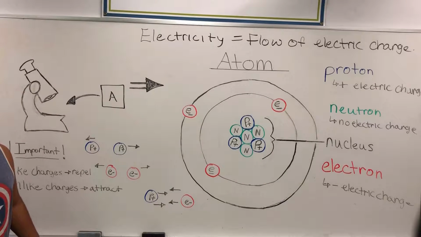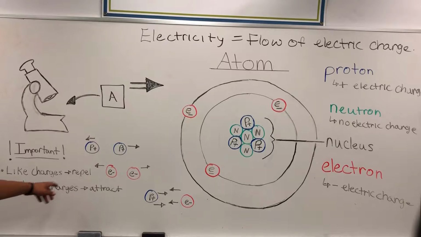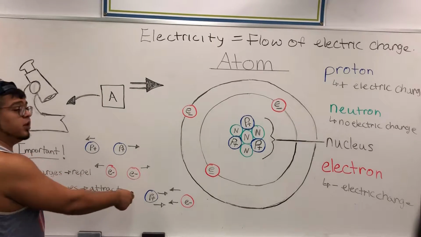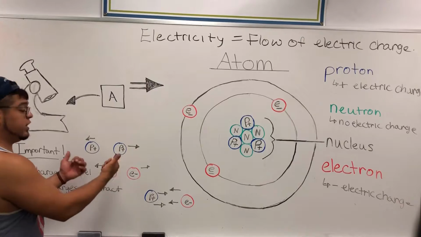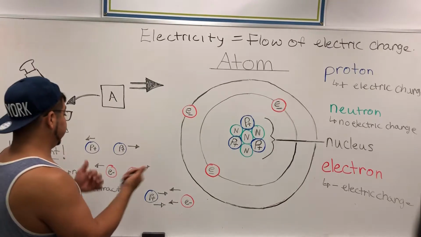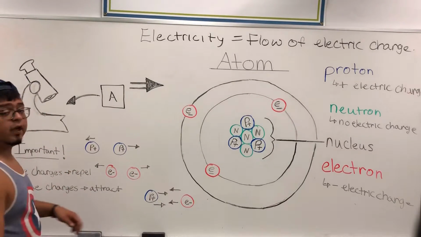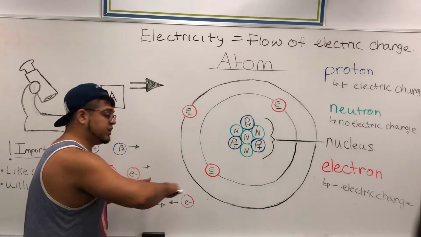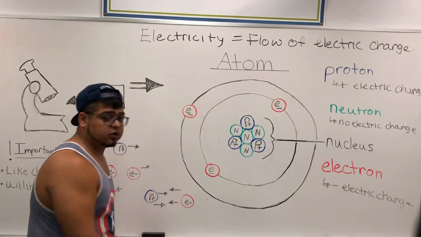An important thing to remember about atoms and the charges that make them up is that like charges will repel and unlike charges will attract. What that means is that if you have a proton and a proton next to each other, or an electron and an electron next to each other, they will push against each other and want to split or go away from each other. If you have a proton and an electron next to each other, there's a force that is acting on them that wants them to come closer.